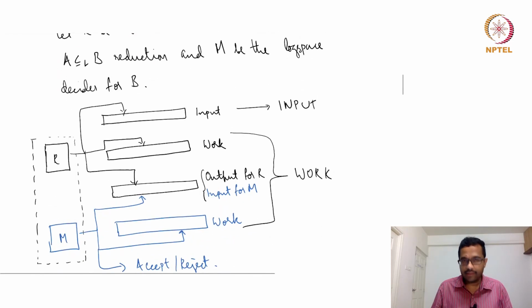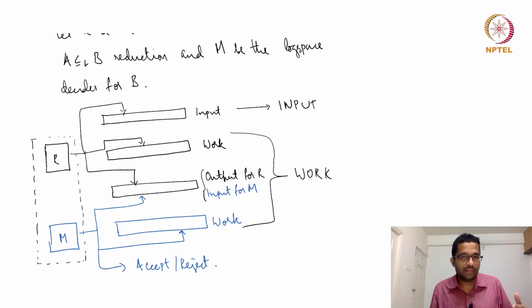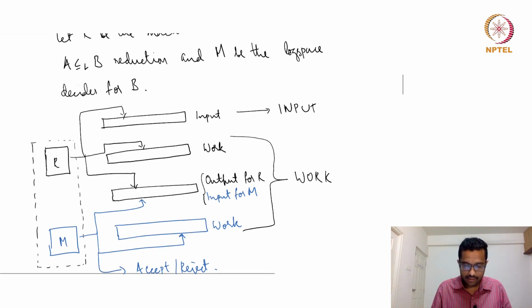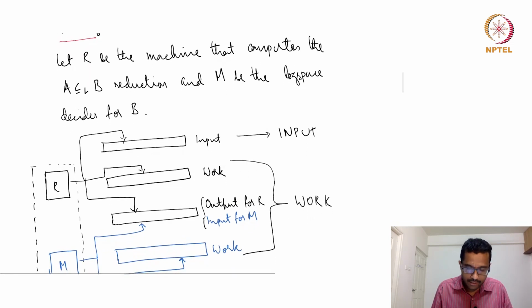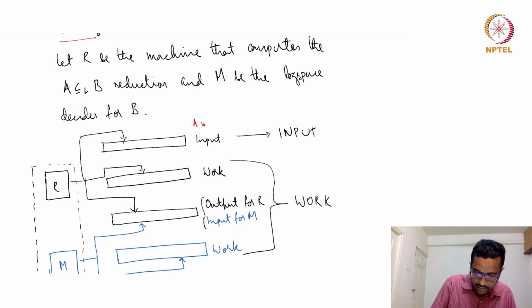Right. So let us try to set up the same kind of framework, how we saw that A reducible to B in polynomial time. Can we do the same for logarithmic space? So let R be the reduction machine that takes the instance of A as input. Okay, so R is a reduction machine. It takes an A instance as input, computes some work, and writes an instance of B as output.